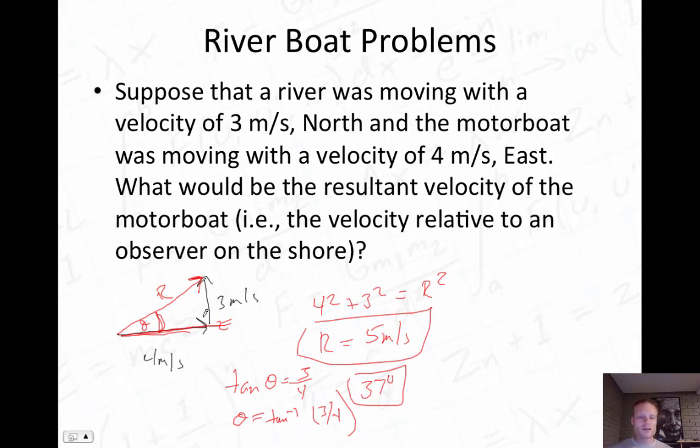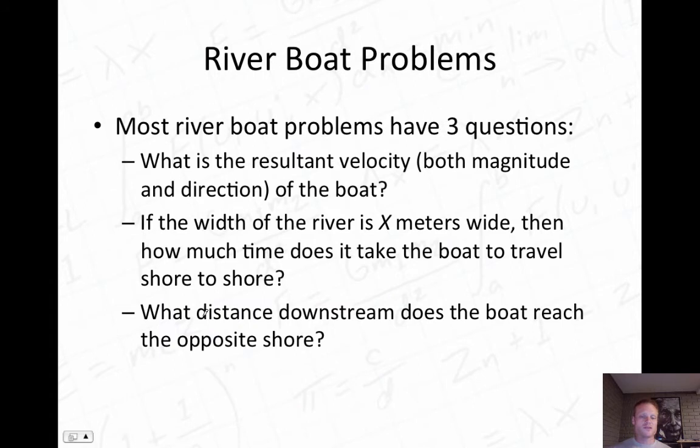Now we're going to make it a little bit more challenging because we're going to discuss what typical riverboat problems ask. Usually it's 3 questions. What is the resultant velocity? So both the magnitude and direction of the boat, which we just did in the previous slide. We calculated the resultant velocity of the boat.